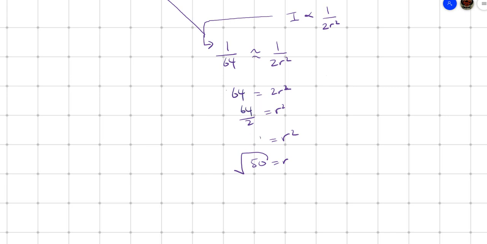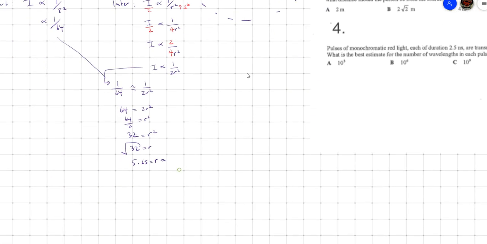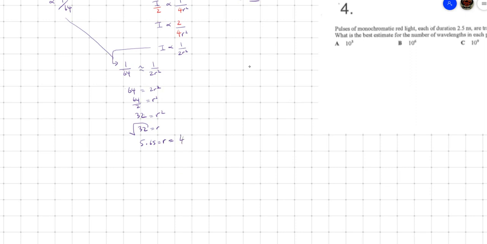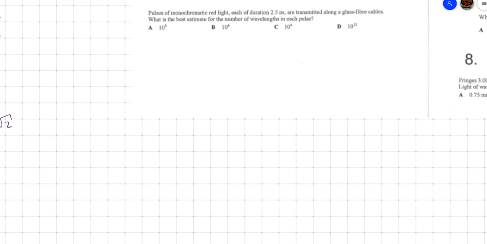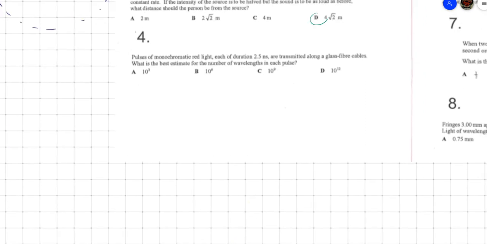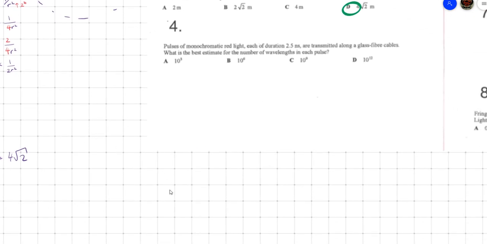Okay, my bad. This is 32, 32, 32, and this gives me 6.5. And this is equivalent to, if you look at your possible answers, 4 root 2, and therefore the answer in this case is D. Okay, so this is the working out of this case. Alright, next question. Let's crack on.